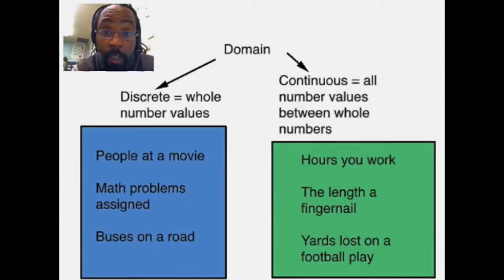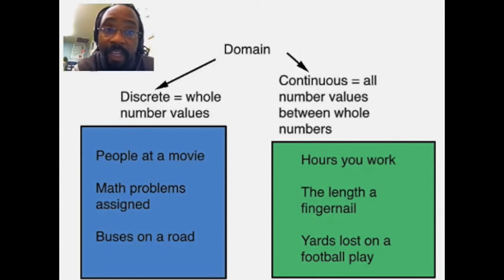Tomorrow in class, you guys are going to look at domains in terms of these two vocabulary words, discrete and continuous. Write those down on your worksheets. You can take a look at the definition of discrete, meaning whole number values in the domain. Some examples of that would be how many people are at a movie, or how many math problems you've been asked to do, or how many buses there are on the road. You will have a whole number amount. Those values will not be cut in half or be a fraction of a whole.